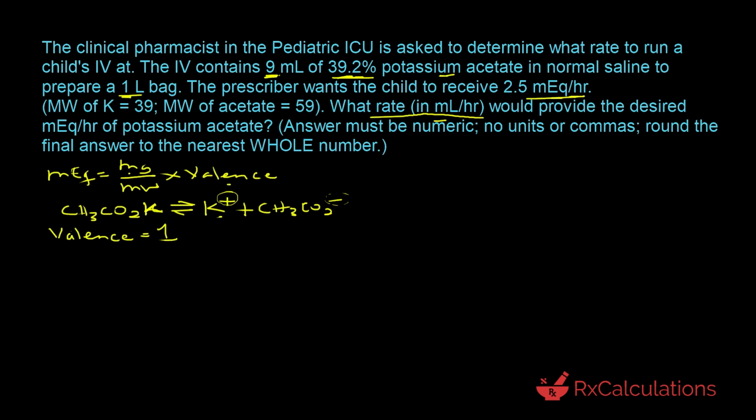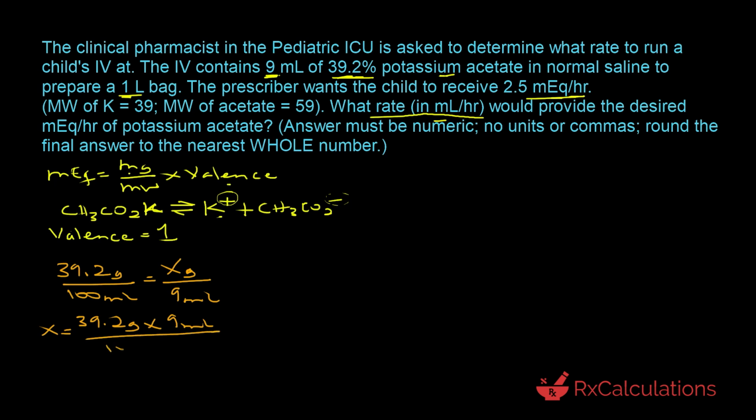So let's proceed by doing that. For the 39.2%, you want to recall from percentage concentrations that it implies we have 39.2 grams of potassium acetate in every 100 milliliters of solution. And our goal is to determine how many grams and ultimately milligrams will be present in 9 milliliters of the solution. So we go ahead and solve for x, which is the unknown. X is going to be equal to 39.2 grams times 9 milliliters divided by 100 milliliters.